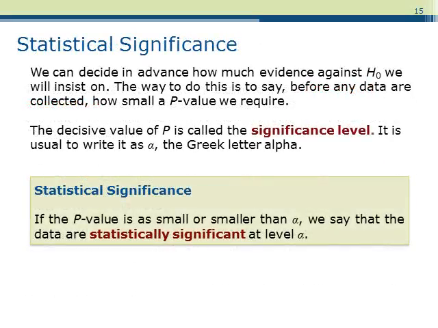We can decide in advance how much evidence against the null hypothesis we will insist on. The way to do this is to say, before any data is collected, how small a p-value we will require. The decisive value of p is called the significance level of the test, and is usually denoted with alpha. In general, if the p-value is as small or smaller than alpha, we will say that the data are statistically significant at level alpha.